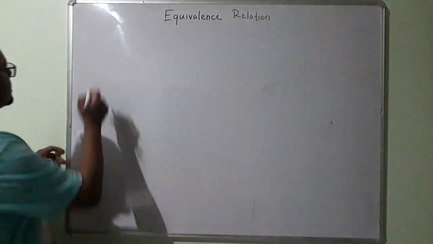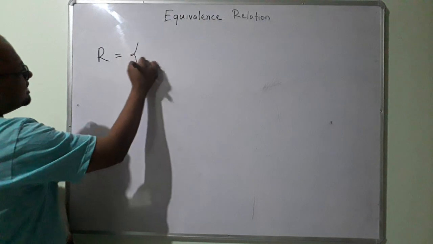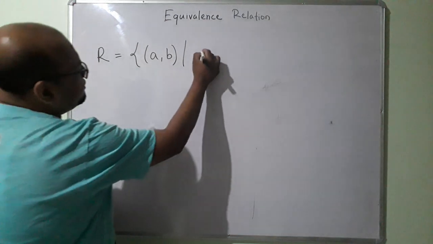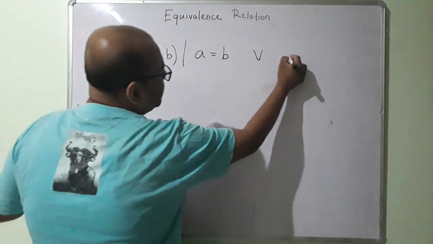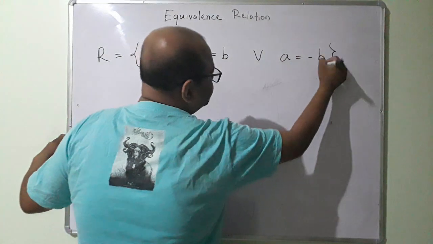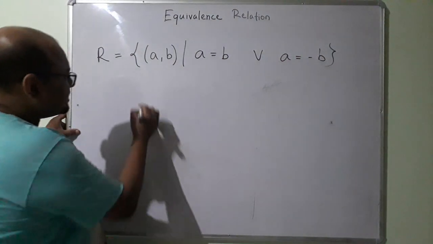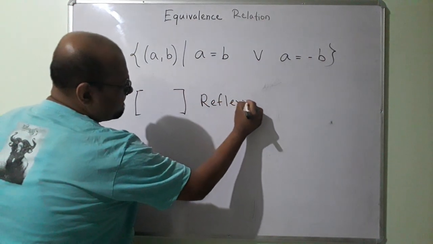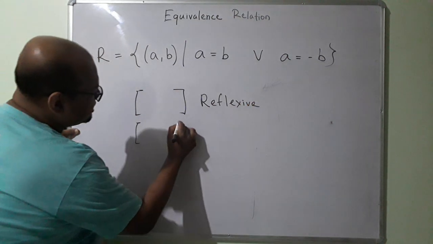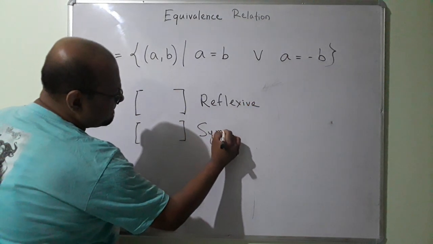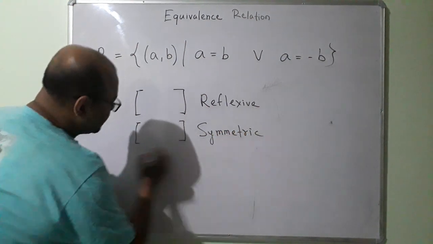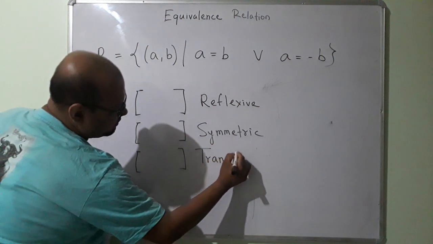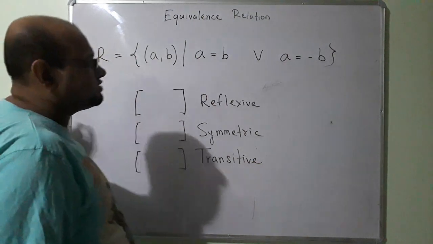Let us first talk about this relation. This one we have already seen. This relation R will contain this ordered pair (a, b) if a is equal to b or a is equal to minus b. So in this relation, is it reflexive? We will have to figure it out. Is it symmetric? And is it transitive? Three things we have to figure out.